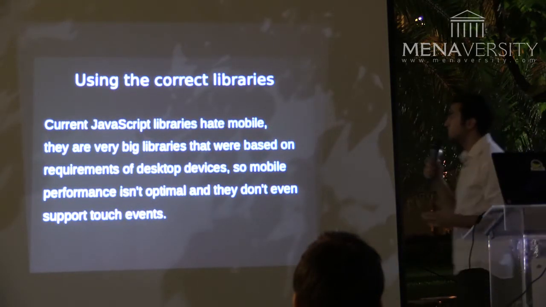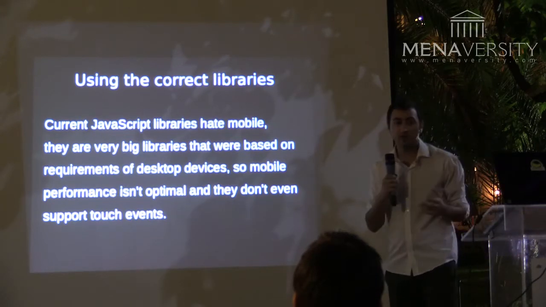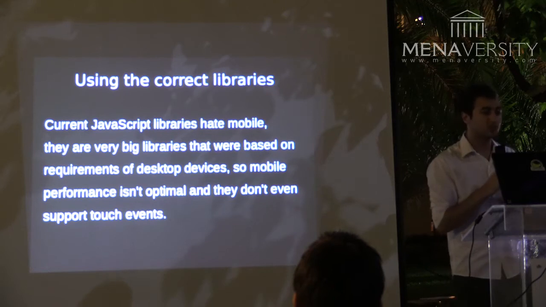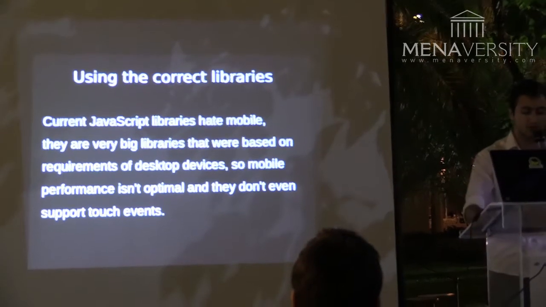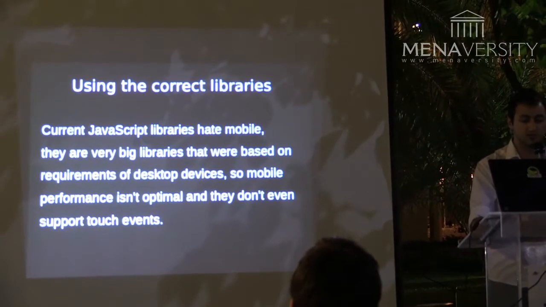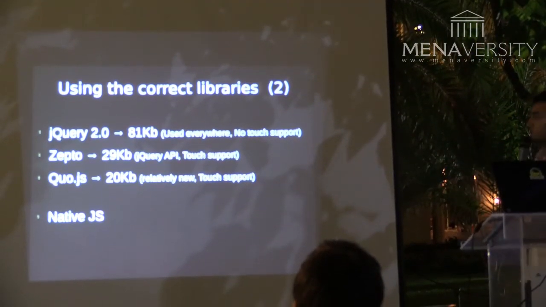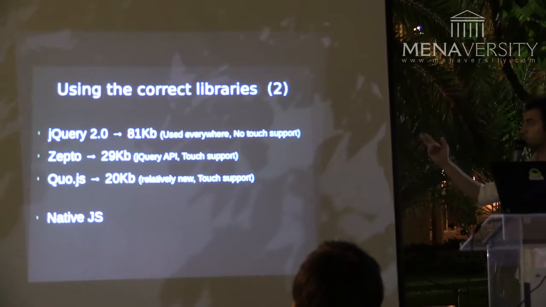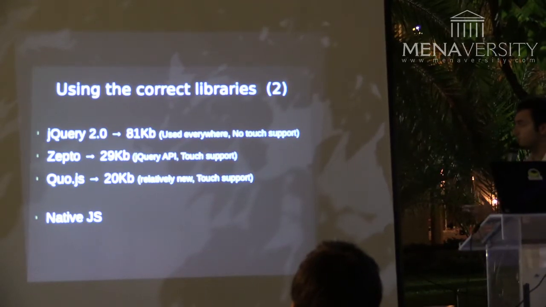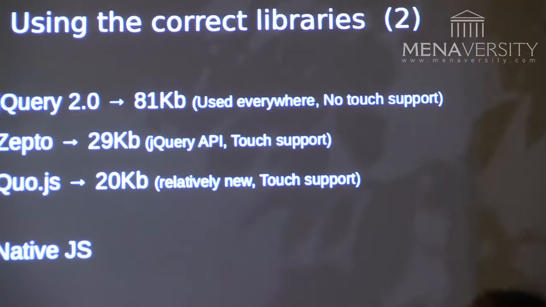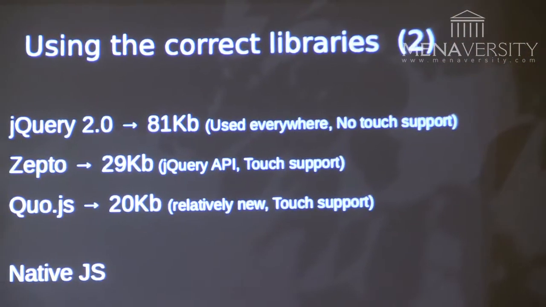So current JavaScript libraries hate mobile. They are very big libraries that were based on desktop requirements. So mobile performance isn't optimal, and they don't even support touch events. Let's take a look at the most common JavaScript libraries we have for the web. We have jQuery 2.0, which weighs around 81 kilobytes. It is used everywhere. Everyone knows its API, but the problem is it doesn't have touch support.